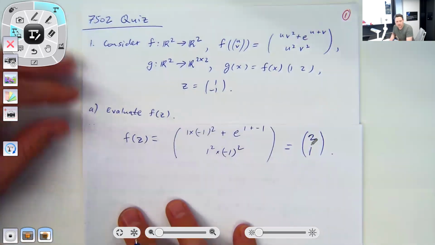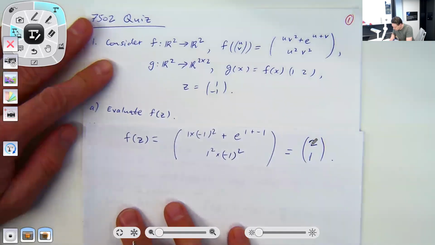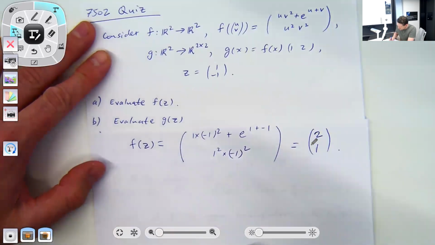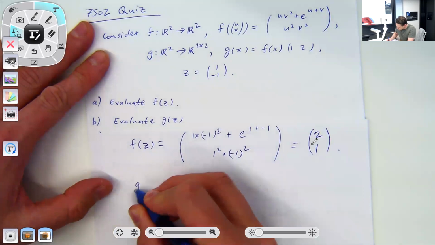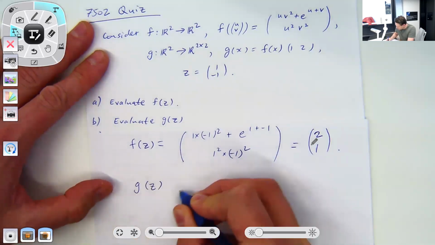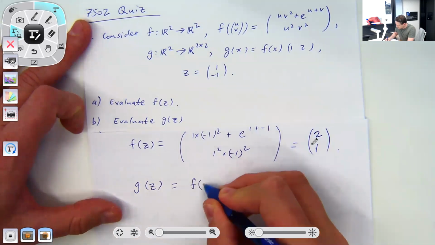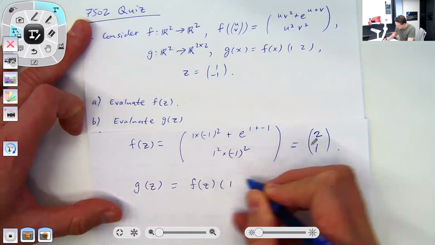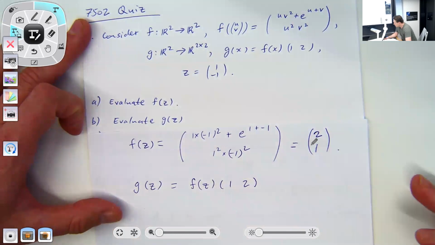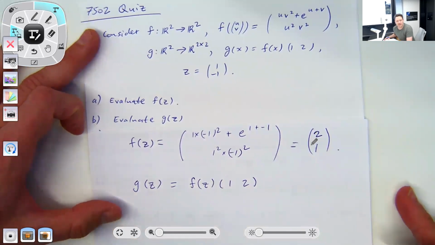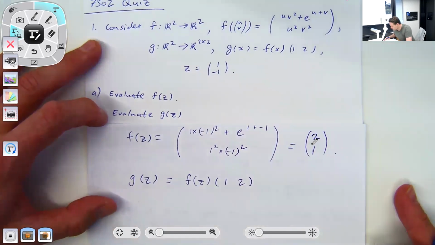All right, so let's have a look at the next one. Evaluate g of z. Okay, g of z. Remember that's equal to f of z times (1, 2). Okay, but we already have f of z. F of z is (2, 1).